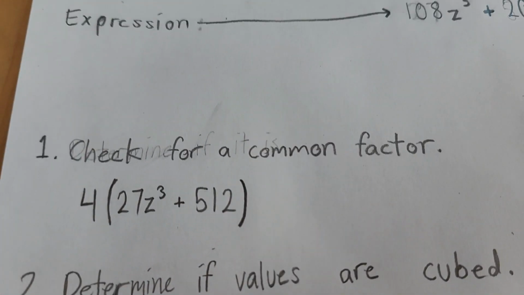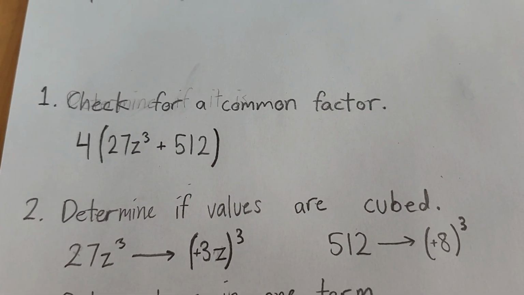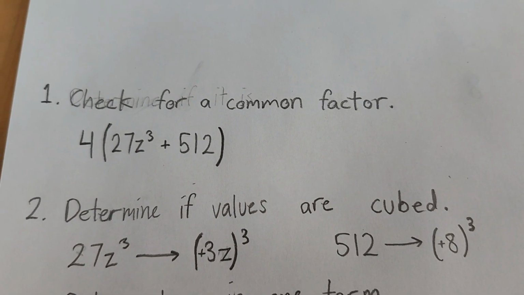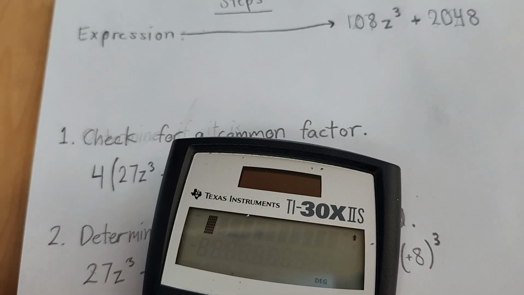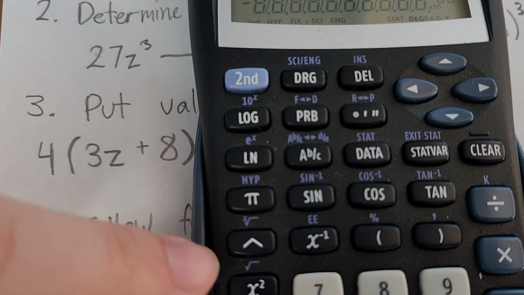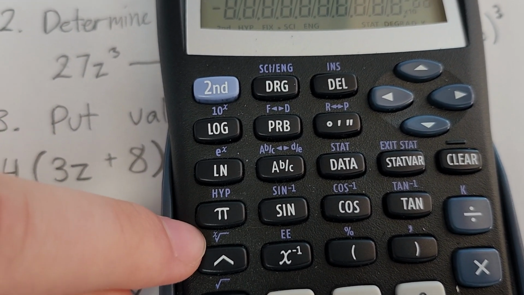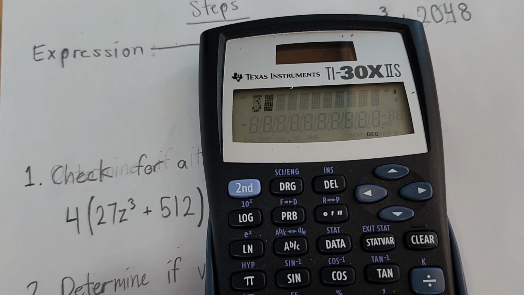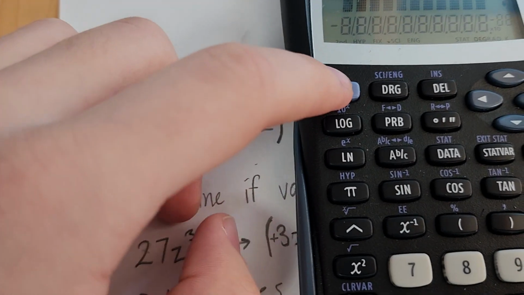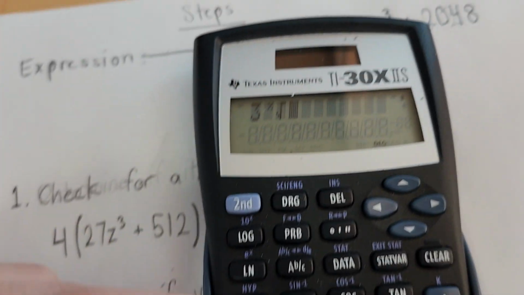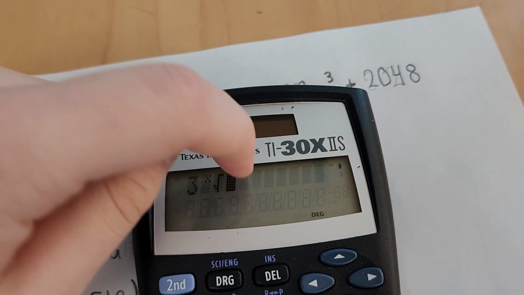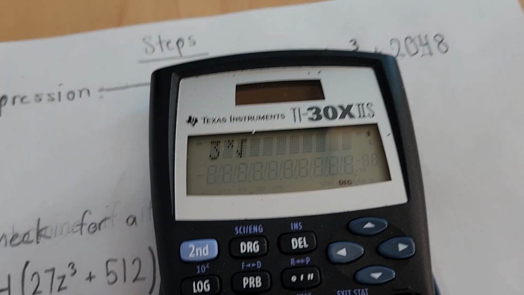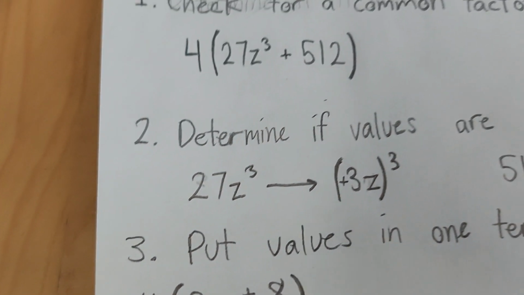So we found the common factor, right? And now we have to determine if the values are cubed values. You can do that on your calculator because you will have a handy little button right here, this x and then square root symbol. What you want to do is click 3. 3 is always going to happen. And then for me, I click second like this, so you'll get 3, then x, and then the square root bracket. And you can throw in 27 because that is our number right here.